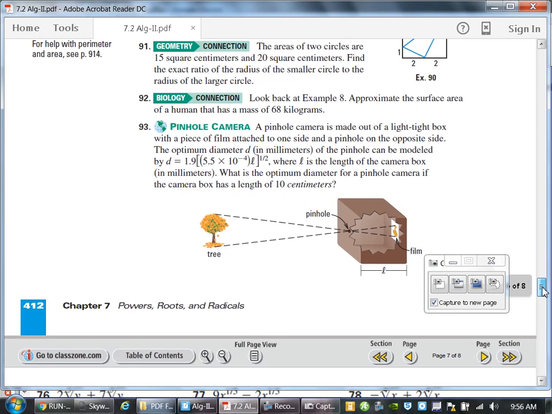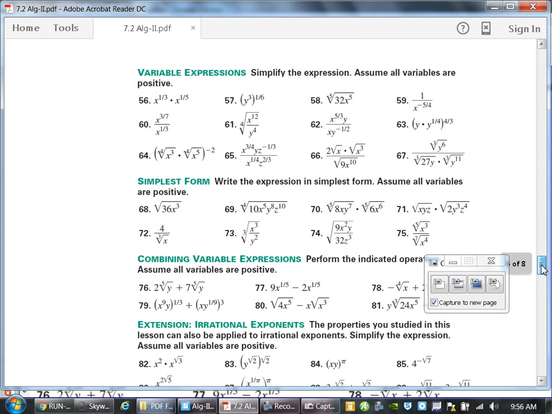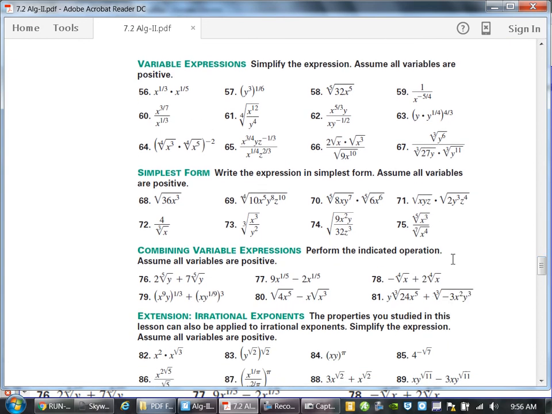Start on 57 and go through 81 and just go through the odds. Try to use some of those tricks of that division when you have the nth root. Use that as a really nice shortcut for a lot of those problems. You'll get it done before you get out of here.